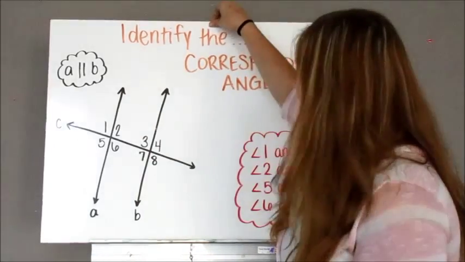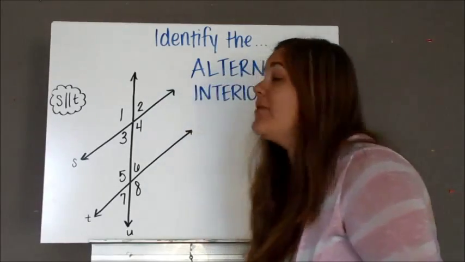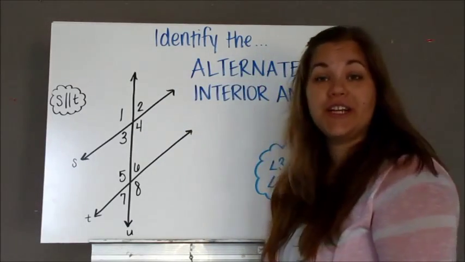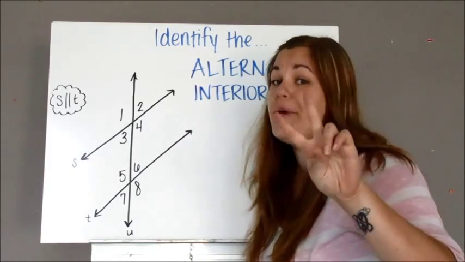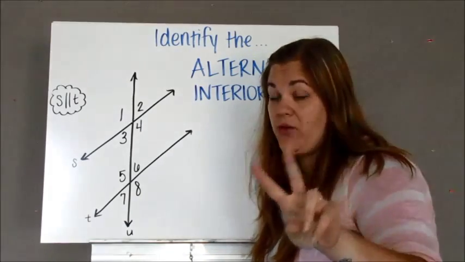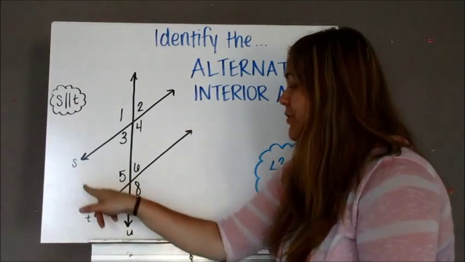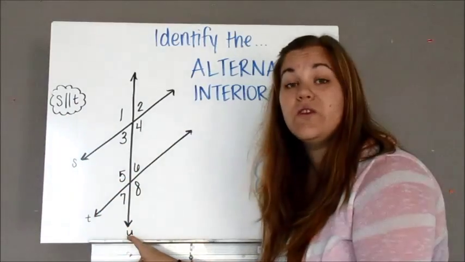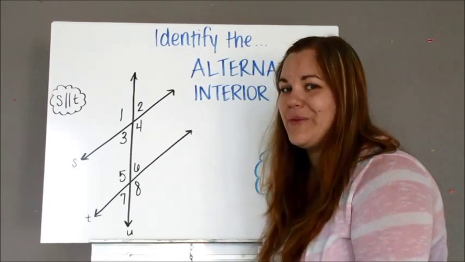Now for some more practice. Now I want you to identify the sets of alternate interior angles. Now, alternate interior angles, there's only 2 pairs. There's only 2 sets of 2 angles. So S is parallel to T this time. Here you have your 2 parallel lines and your transversal is U. Go ahead, pause the video and see if you can find those 2 pairs.